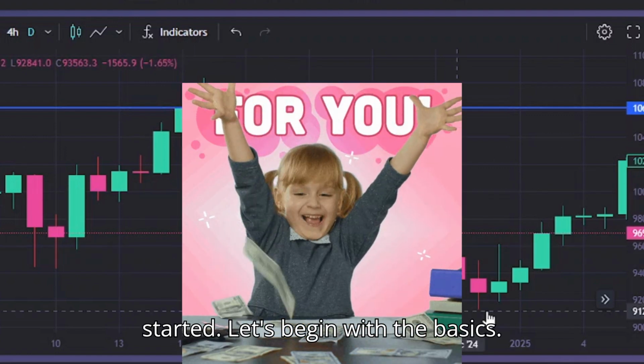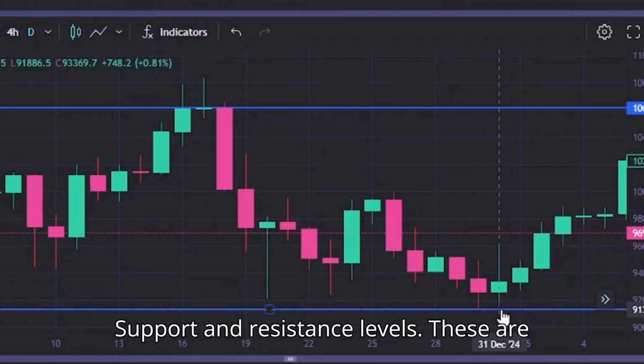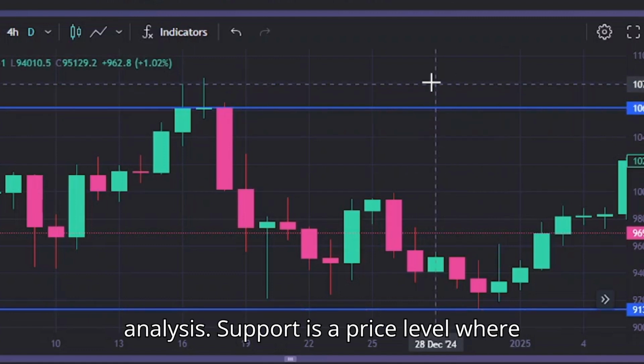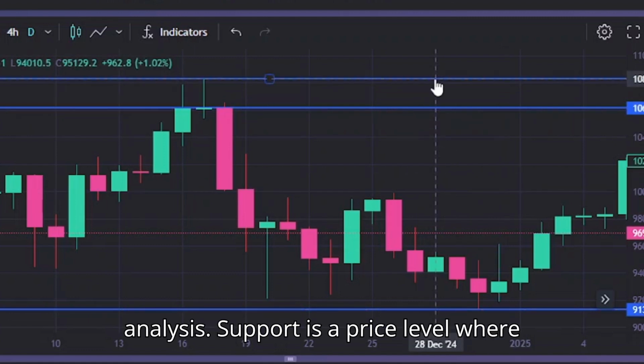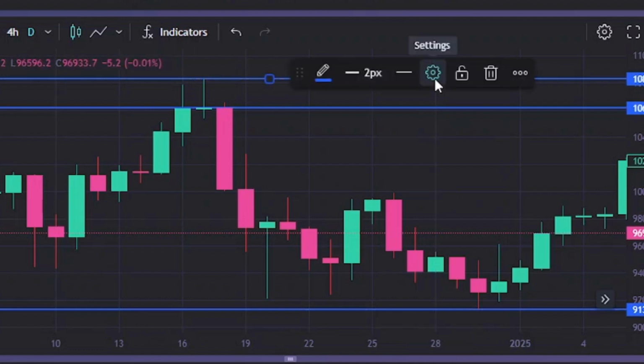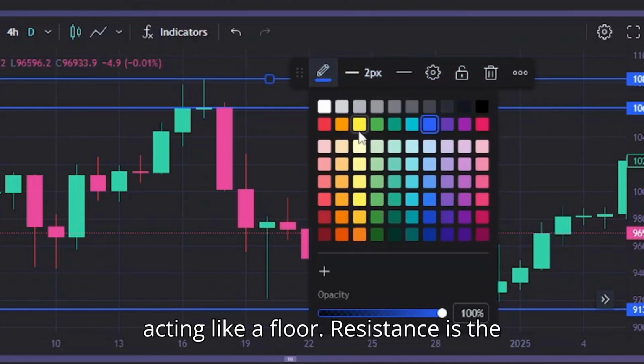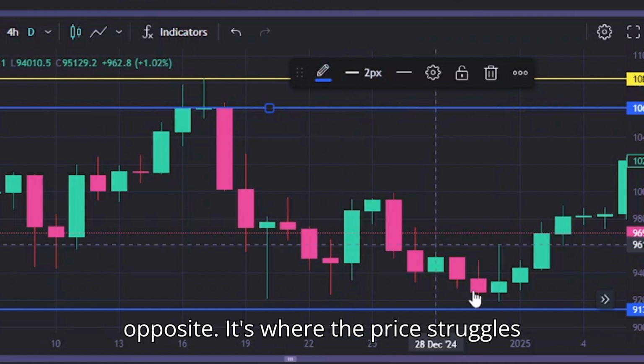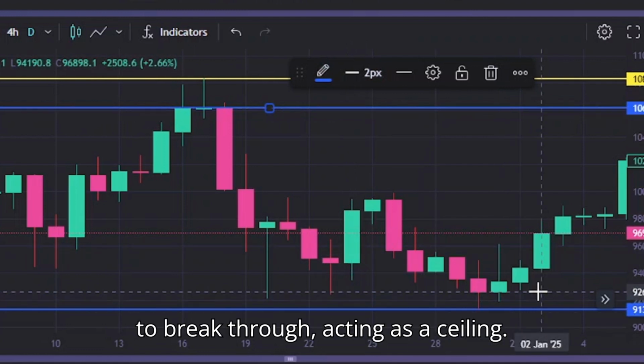Let's begin with the basics, support and resistance levels. These are the bread and butter of technical analysis. Support is a price level where the market tends to bounce back up, acting like a floor. Resistance is the opposite. It's where the price struggles to break through, acting as a ceiling.